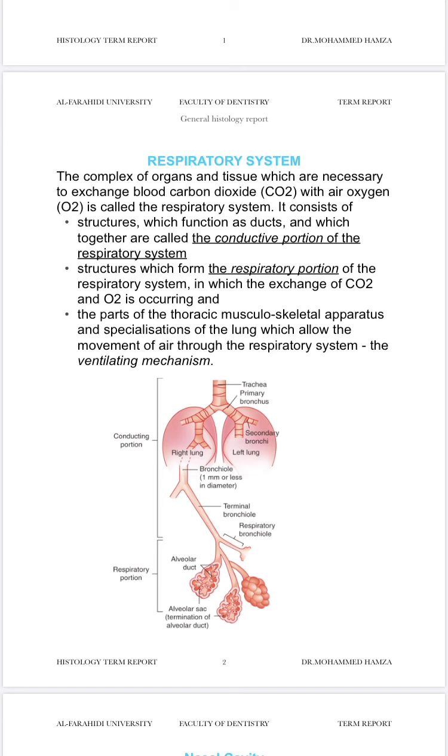It consists of two structures which function as ducts and which together are called the conductive portion of the respiratory system, and another structure which is the respiratory portion, in which the exchange of CO2 and O2 occurs. The part of the thoracic musculoskeletal apparatus and the specialization of the lungs, which allow the movement of air through the respiratory system, is the ventilating mechanism.